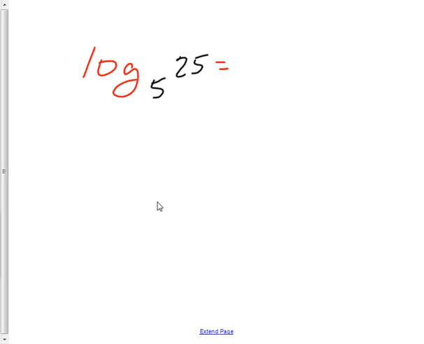Because see, they don't sometimes have another side. But you can make the other side by saying equals x. And then I go 5 to the x equals 25. And then how do you solve that? Well, you can just say, well, x has to equal 2. That's true. But if I make that 25 into what? A 5 what? Squared. Then these bases can cancel and x equals 2. Get that?